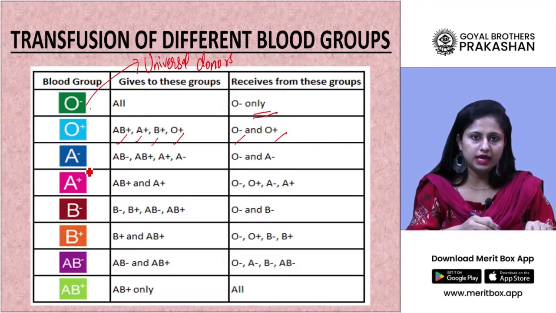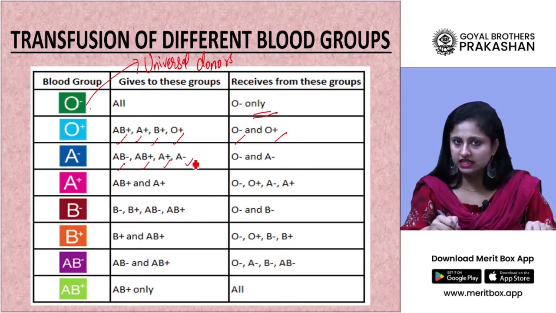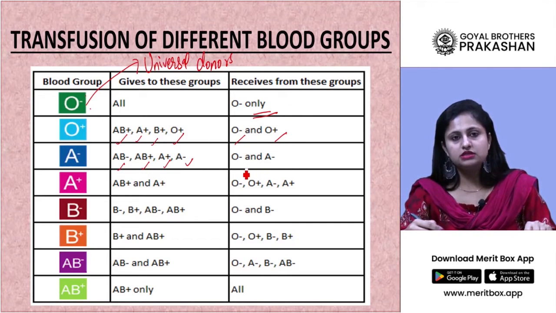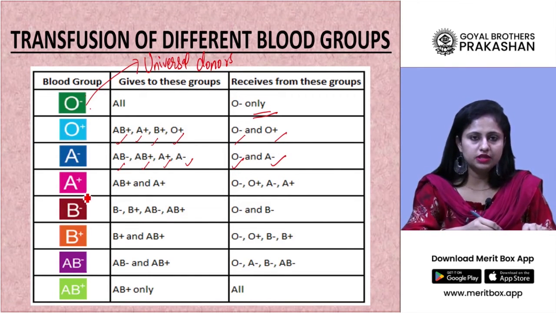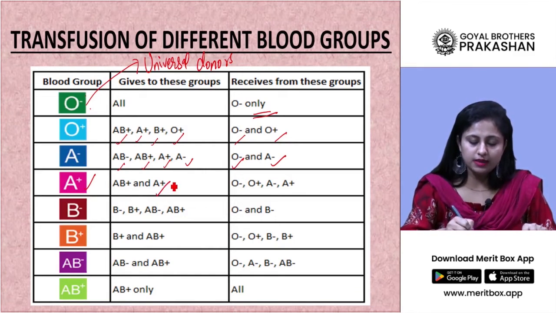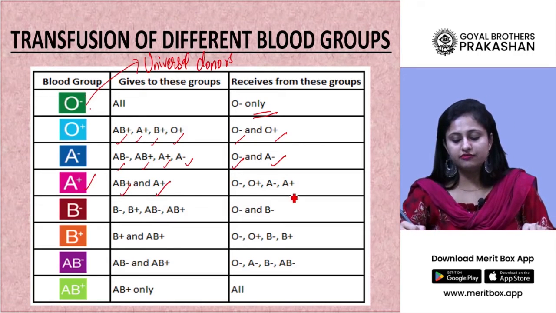A person with blood group A negative can give blood to AB negative, AB positive, A positive and A negative. They can receive blood from persons carrying O negative and A negative blood groups. Next, persons with A positive type can give blood to both A positive and AB positive only, but they can receive blood from O positive, O negative, A negative and A positive.